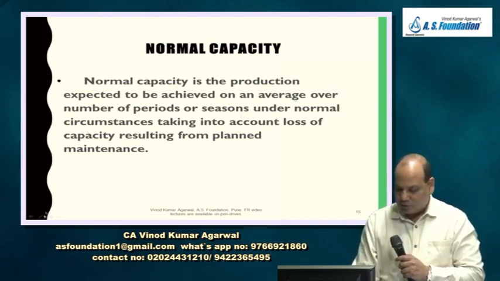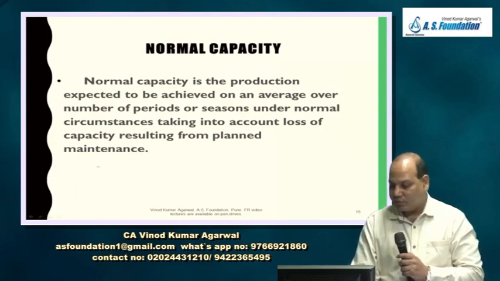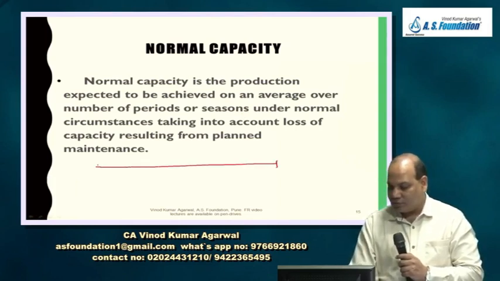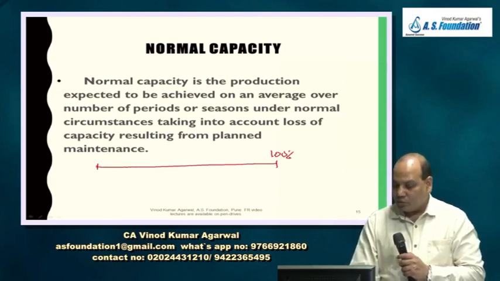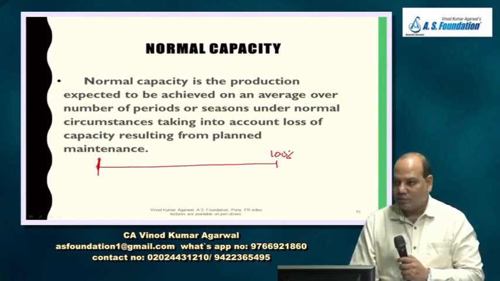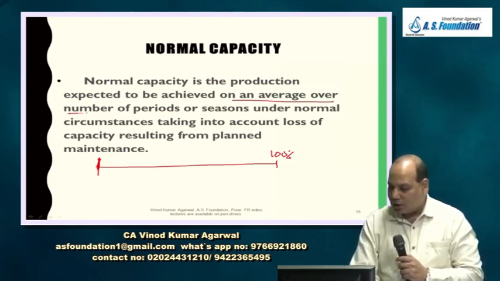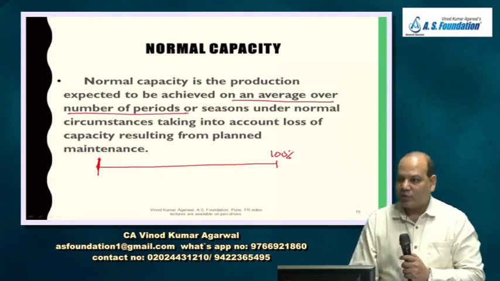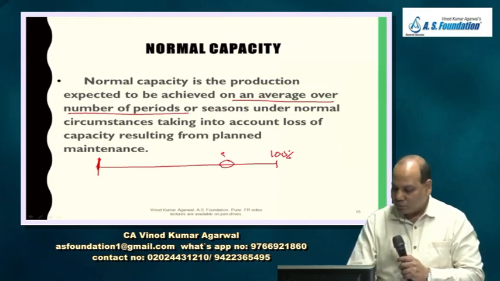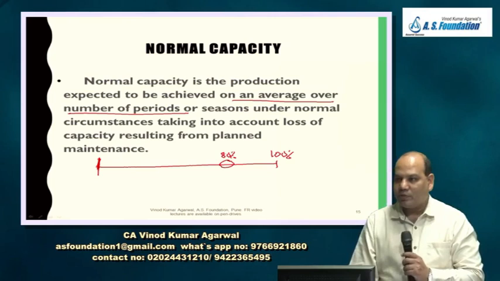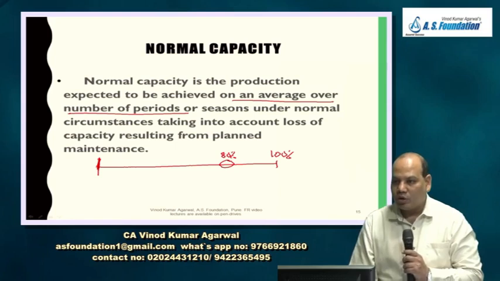Many people find it difficult to understand what is normal capacity. Now this is your factory. This is 100% capacity. If your company is in existence for a long time, many years, then you have to see on an average what our capacity utilization is. From your past data, you can find out that we are able to utilize 80% of the capacity in the long run. So it is the capacity utilized in the long run.